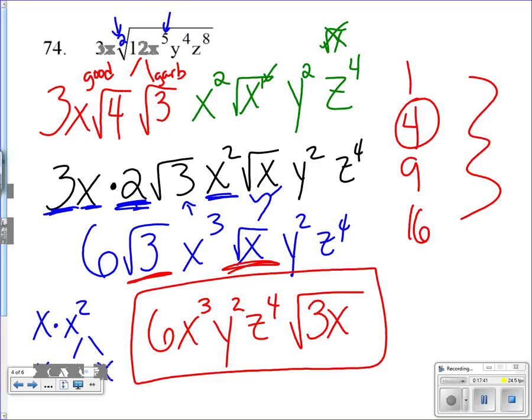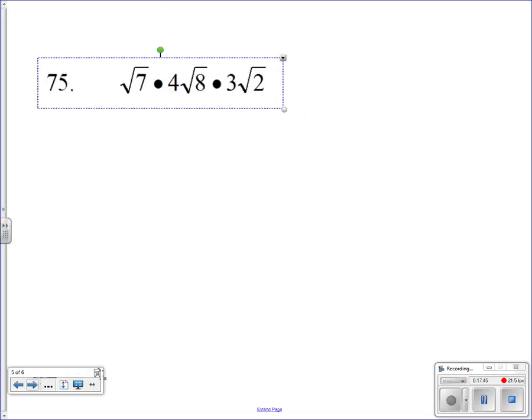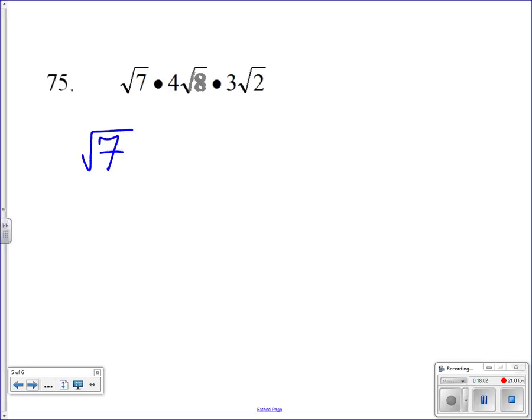Moving on to 75. This is actually not that bad. I think 75 and 76 are a lot easier than the one we just did, simply because there are no variables at all. Now, we have the square root of 7. If you think about it, the square root of 7 can't really be broken down into a good and garbage, so we're just going to leave it alone. We also have times 4, but we can do a good and garbage for this square root of 8.